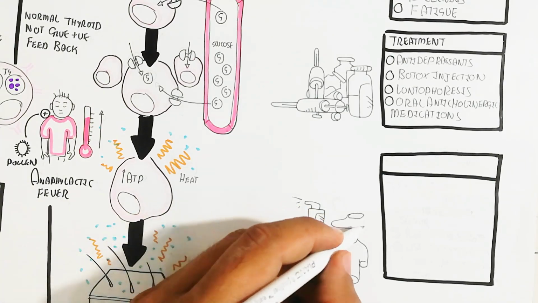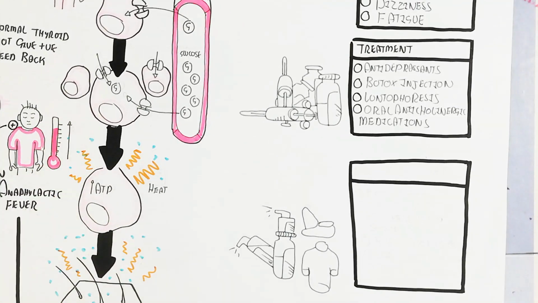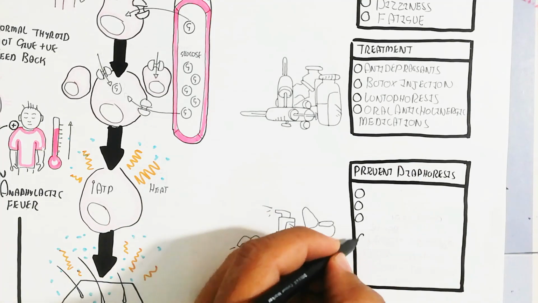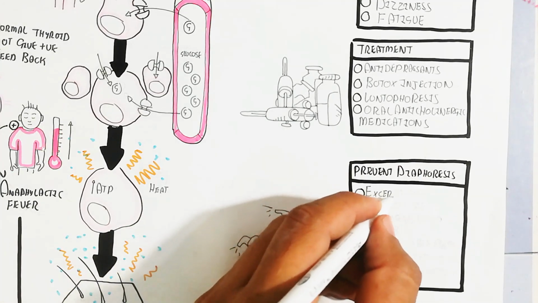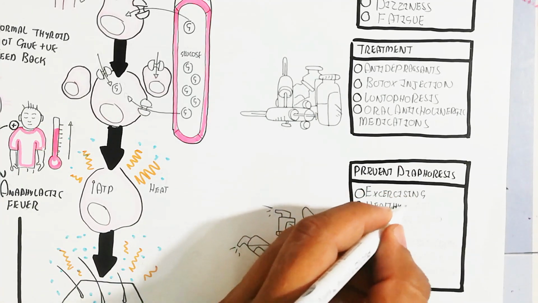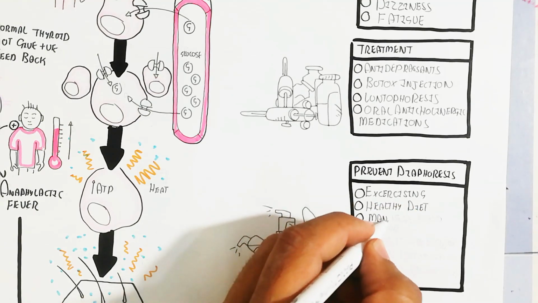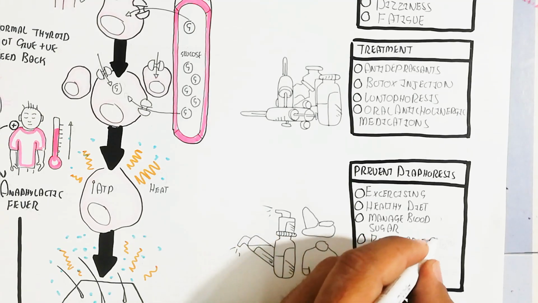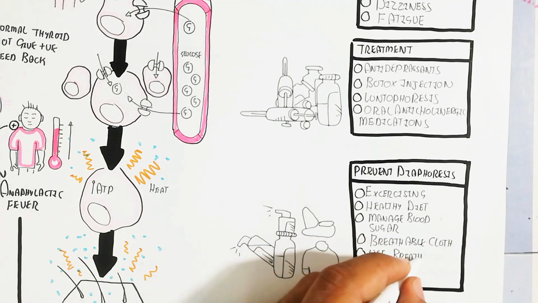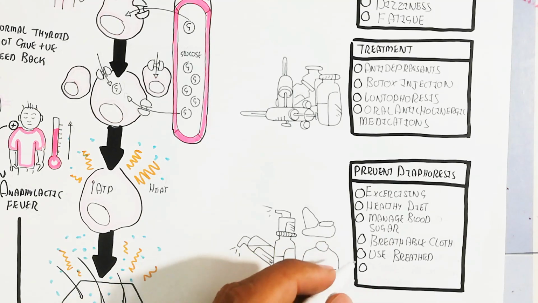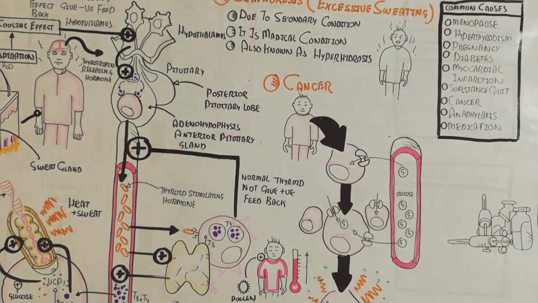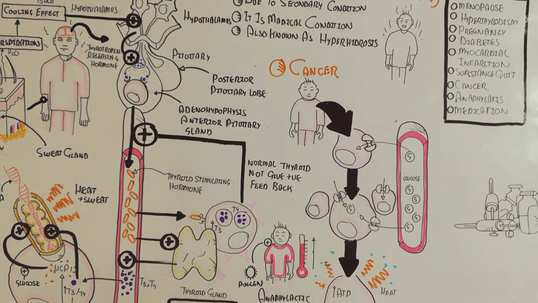Remember these things to prevent diaphoresis: exercising more will decrease sweating at rest. A healthy diet helps the body physiology function properly. Manage blood glucose, wear breathable clothes, and use breathable shoes, for example aerated shoes, and apply absorbent powder.